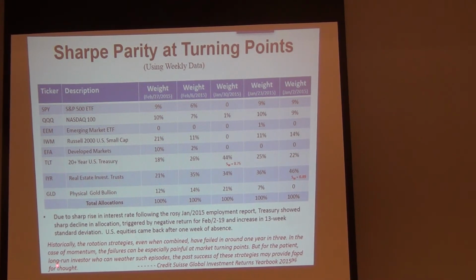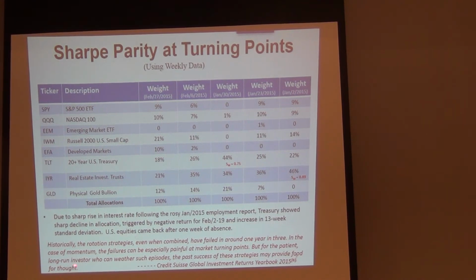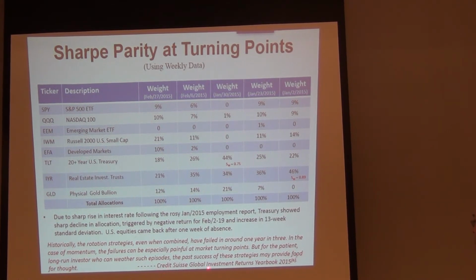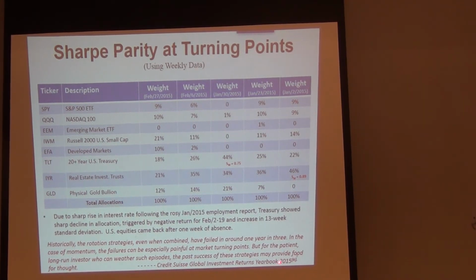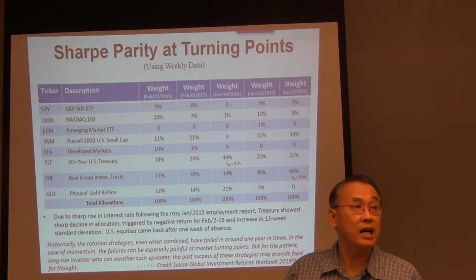Okay, and one of the comments I mentioned is that historically the rotation strategy, even when combined, has failed in around 1 year in 3. In the case of momentum, the failure can be especially painful at market turning point. But for the patient, long-run investor who can weather such episode, the past success of these strategies may provide food for thought. This is from the Credit Suisse Global Investment Outlook 2015. That's on the source document number 6.